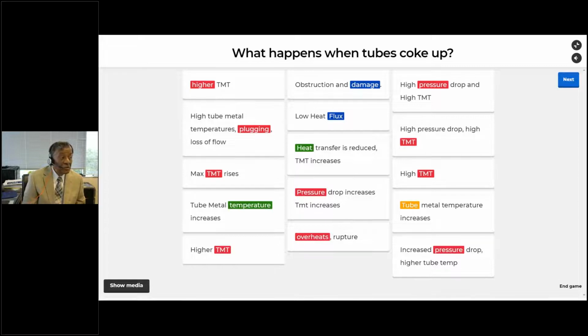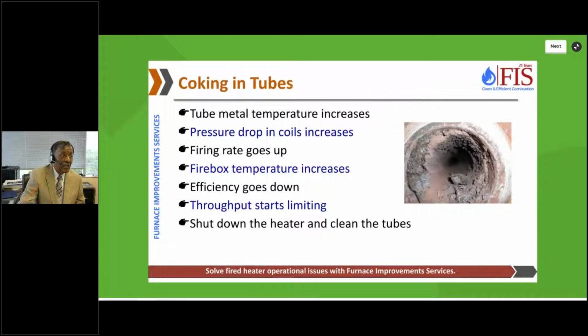I think I'm really impressed. Most of you have really covered the TMT issue, the pressure drop issue, the overheating, tube rupture, reduction in heat transfer. So thank you all for contributing. Very good answers. And my slide also shows the same, so there is nothing more to add.